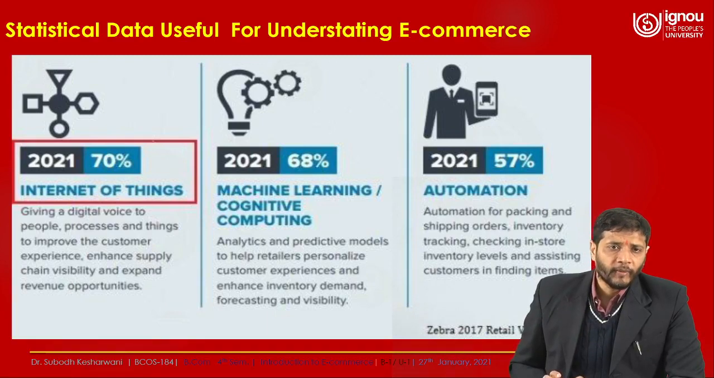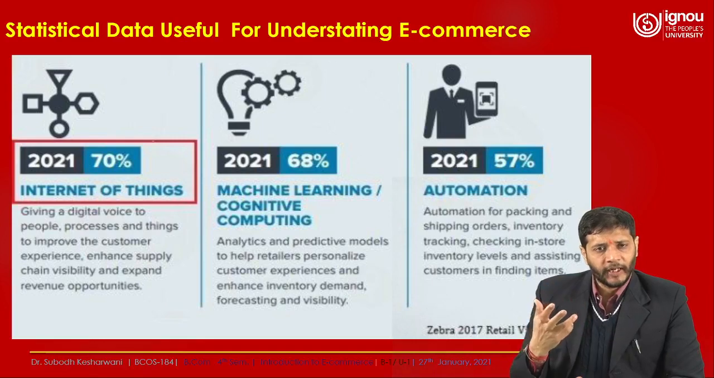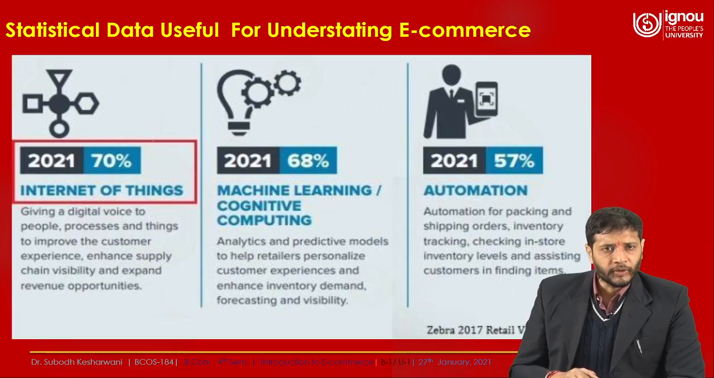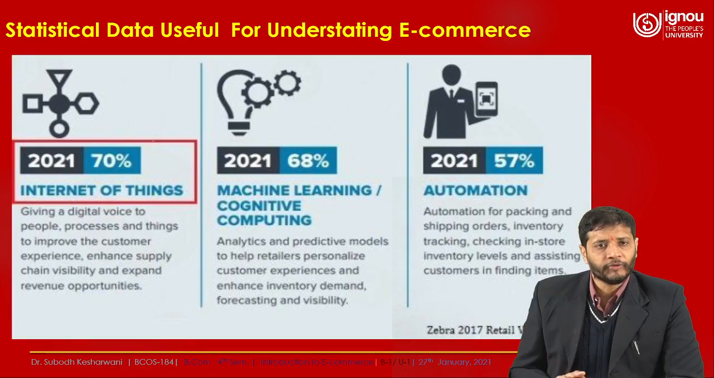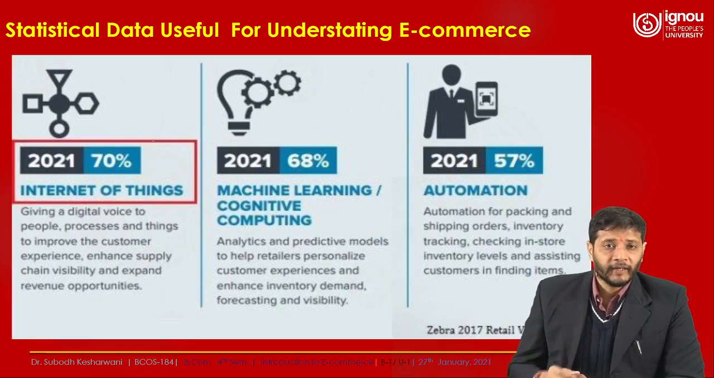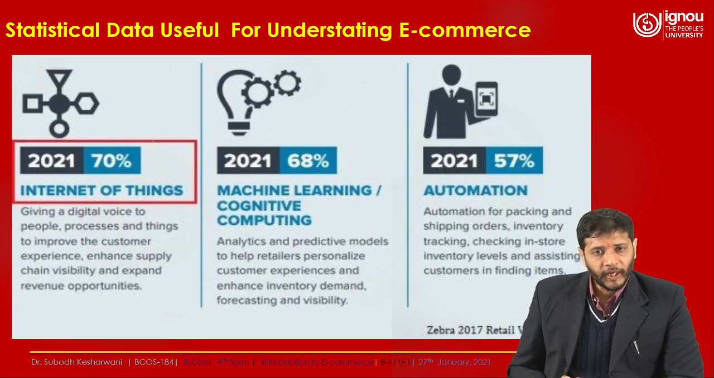If you talk about 2021, I think the Internet of Things is there, and without internet, without technology, without the net, you are not going to do e-commerce. So it's a basic ingredient, a very important content. It gives a digital voice to people, process, and things to improve the consumer experience, enhance supply chain visibility, and expand revenue opportunities. And if you talk about machine learning or cognitive computing, I think analytics and predictive modeling have come up, where we visualize and analyze what the product could look like in future.